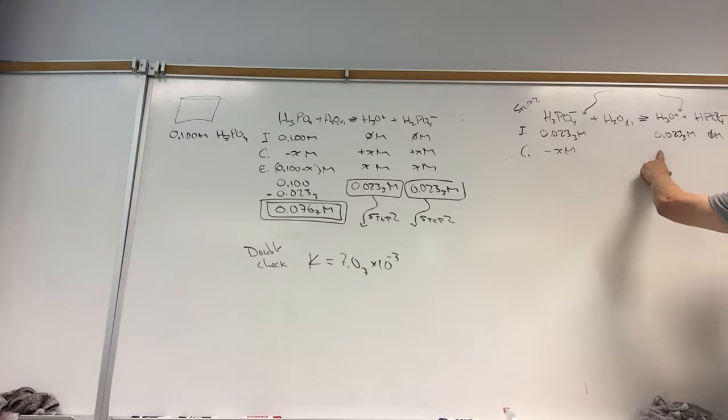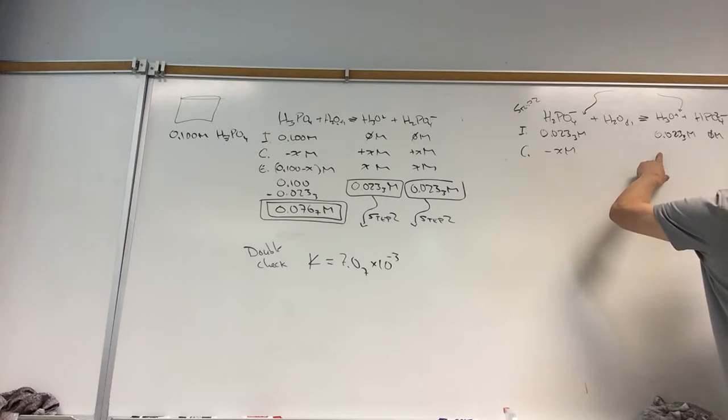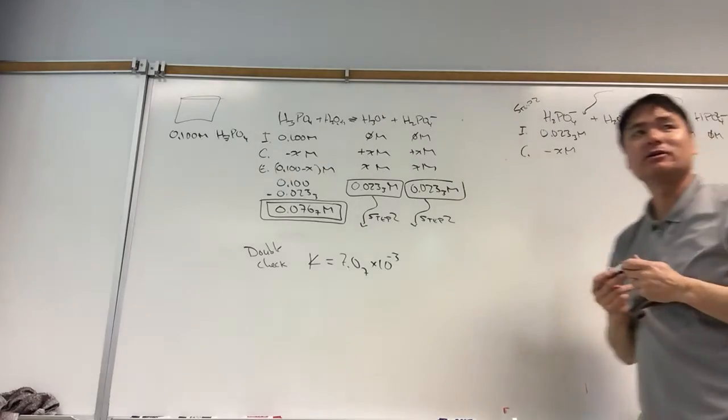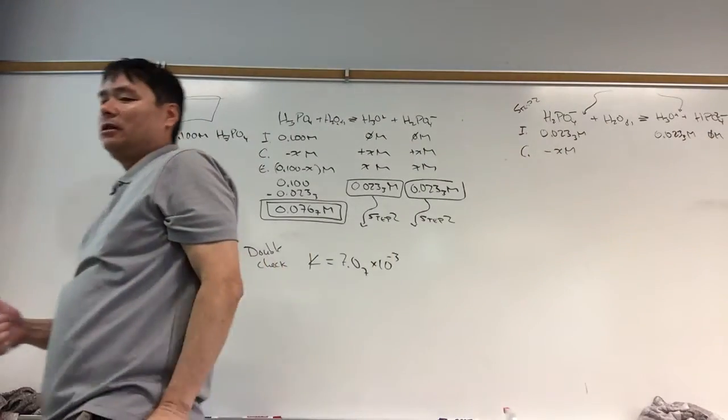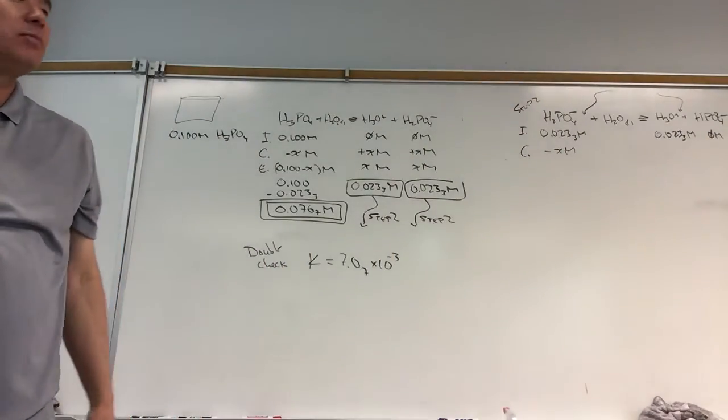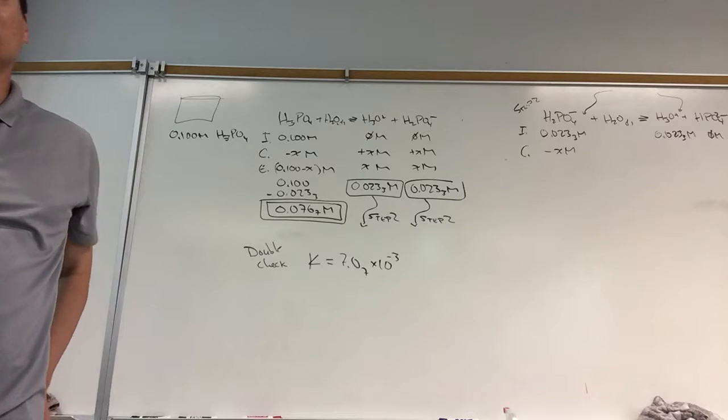It's 6.3 times 10 to the negative 8, which is even better. That's 5 orders of magnitude roughly, right? And so, number 1, the K is a lot smaller. And then number 2 is the common ion effect.